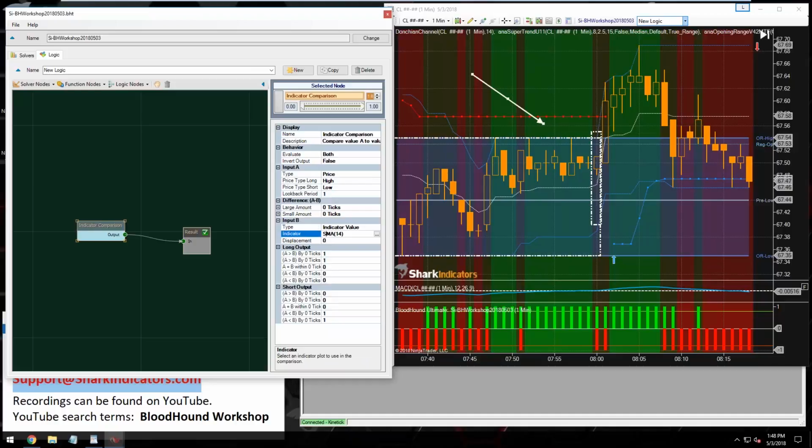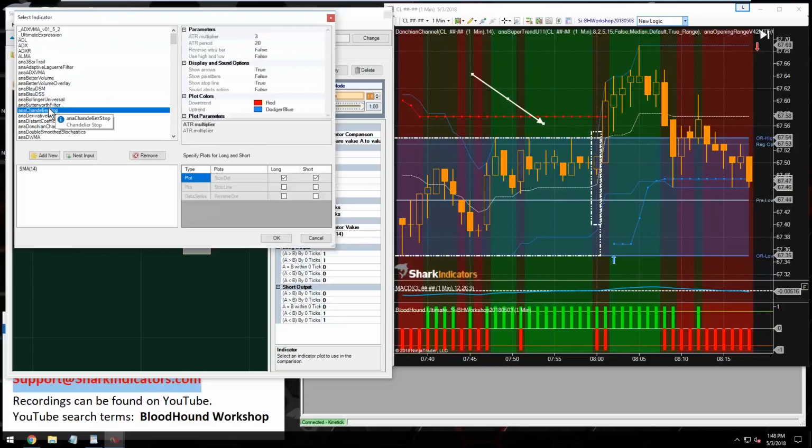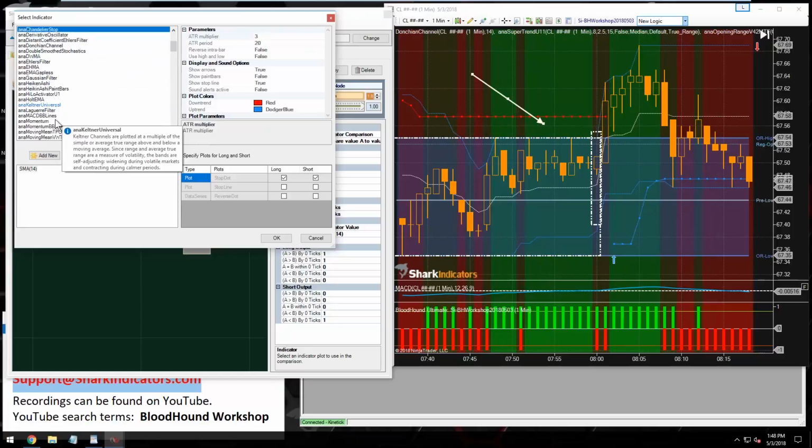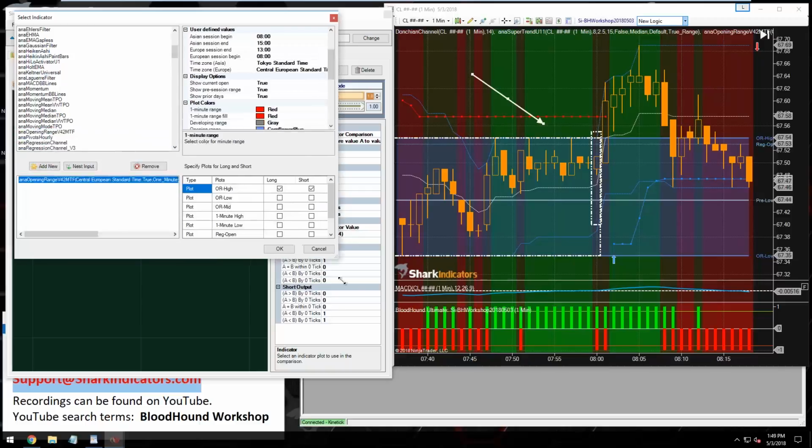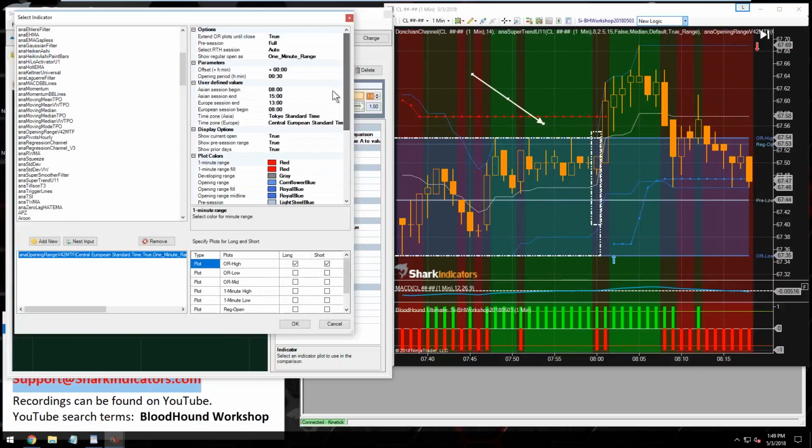Now, B is going to be our open range indicator. All right, there it is. Now, to get this open range indicator to work in your time zone, you will have to go in and adjust these indicator settings.